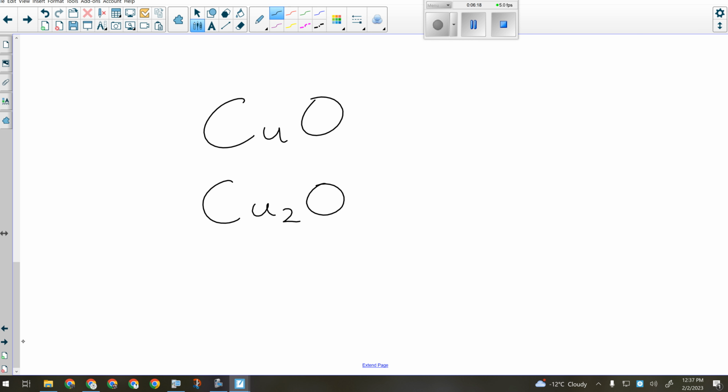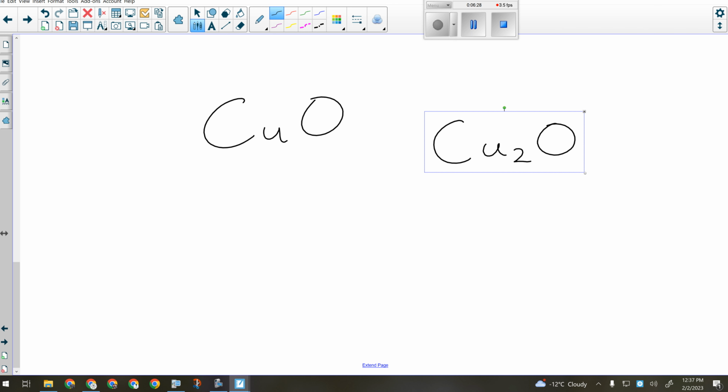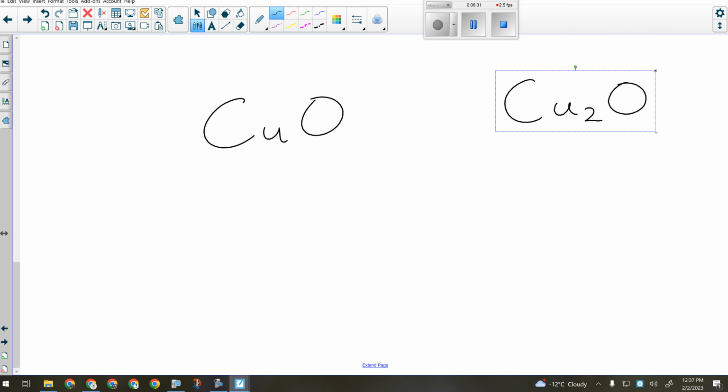So the way we do that is we use a Roman numeral to tell people which copper it is. And so what that would look like is this.